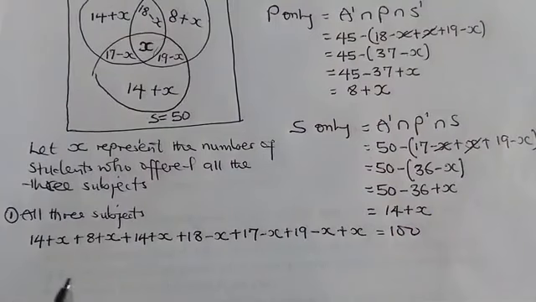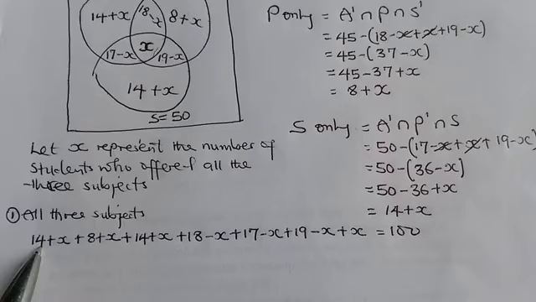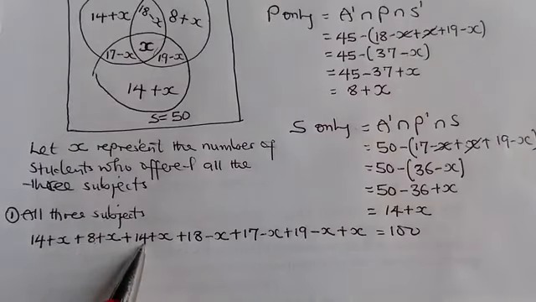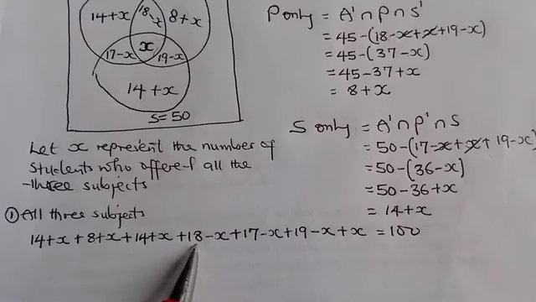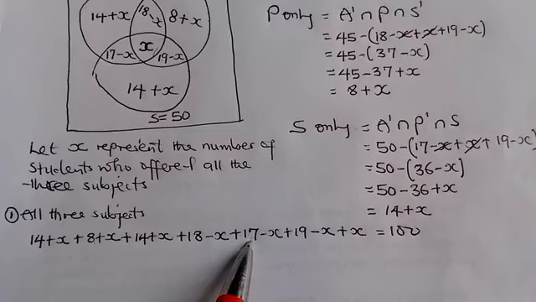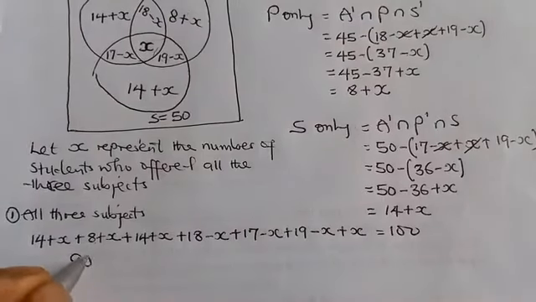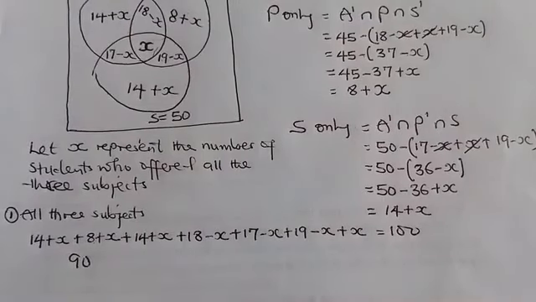Right? So from here, we add 14 to 8, that's 22. 22 plus 14, we have 36. 36 plus 18, that's 54. 54 plus 17, that's 71. 71 plus 19, that's 90. So we have 90. Then we add the positive x.